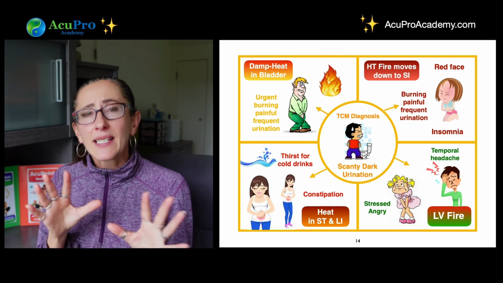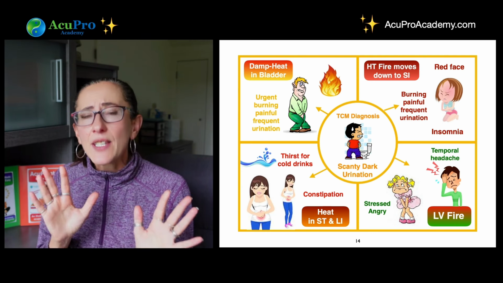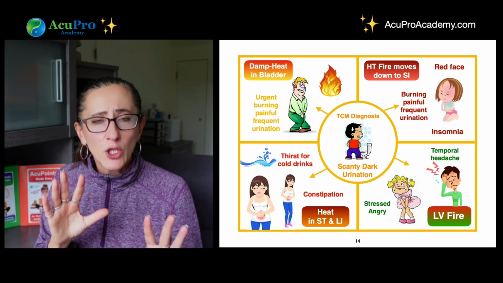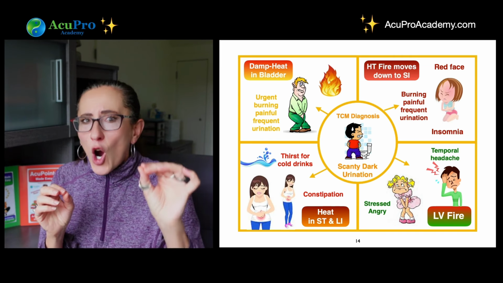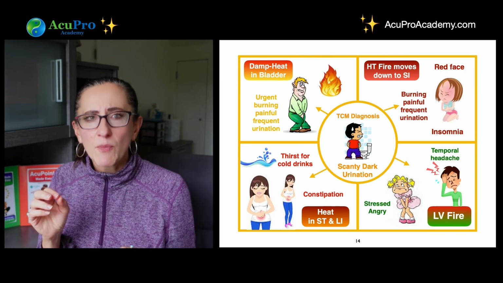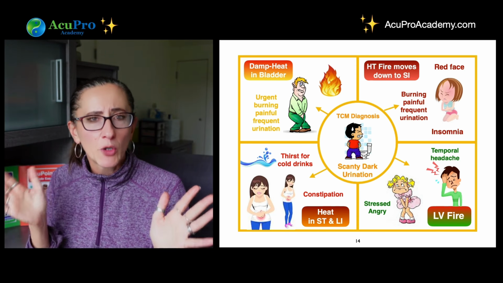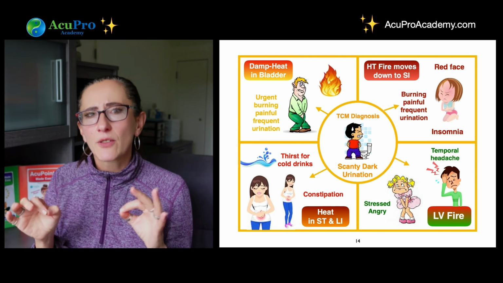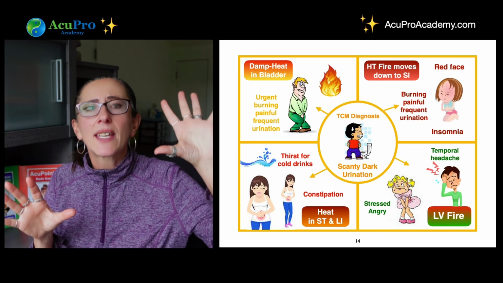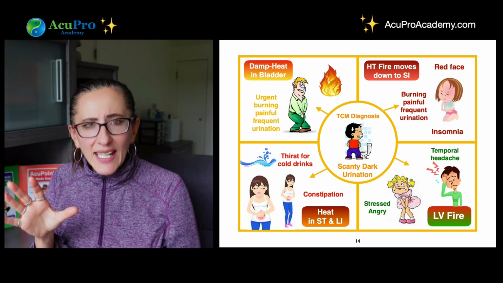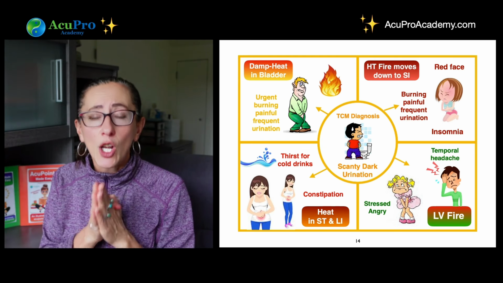So that's easy. The second one, also urgent, painful, and burning urination, is not an infection. So that's a chronic issue like interstitial cystitis. And that is usually heart fire moving down to the small intestine, because in Chinese medicine, the small intestine is in charge of separating the clear from the turbid. And heart fire moving down to the small intestine means that the emotional state of the heart is not quite healthy, and it's creating a problem with the urination. And I see this with interstitial cystitis a lot.